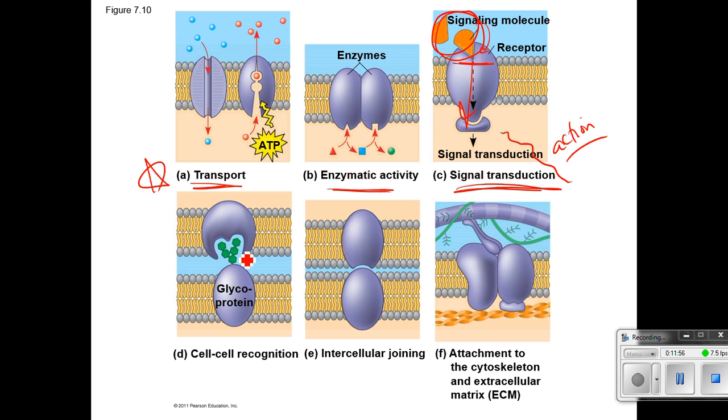Cell-to-cell recognition, so this is going to recognize one cell membrane to another, so this skin cell might recognize that skin cell. Intercellular joining, so that cells can join together. Think about how tightly, closely packed some cells are to each other. And the attachment of the cytoskeleton and the ECM to those proteins here. You can see that attachment on both ends.